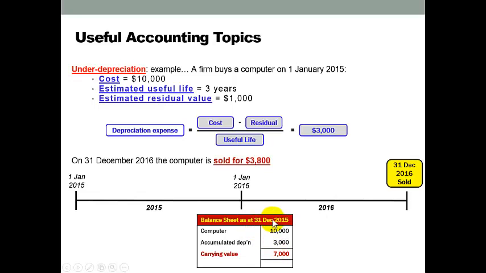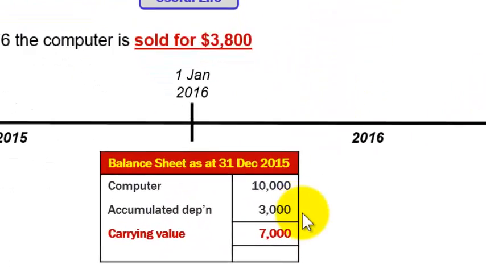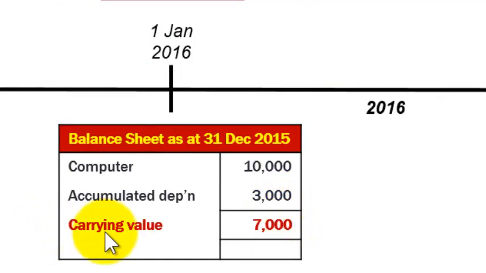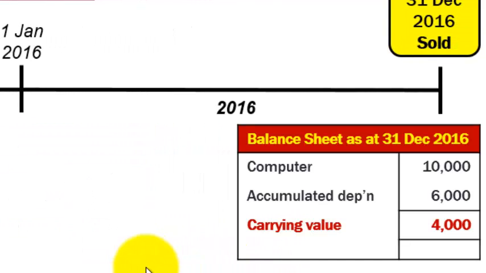So the balance sheet as at the 31st of December 2015, let's just look at this. The computer, we know it cost $10,000. We've worked out what the yearly depreciation is, so the carrying value, or I call it the written down value, after this time is $7,000. Now, after the second year, we'll see this. The computer was worth $10,000. We've accumulated another $3,000, so $3,000 there, $3,000 there, that makes $6,000. So we think our carrying value is $4,000.